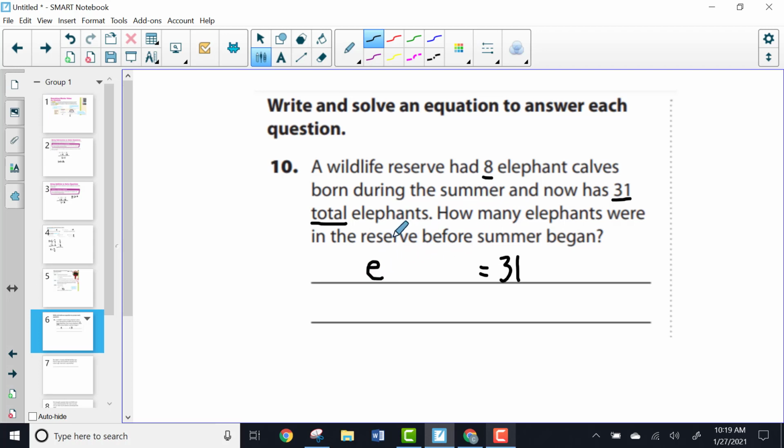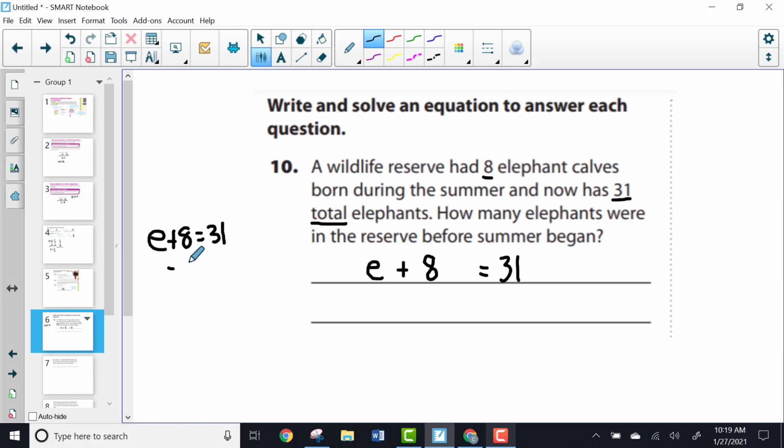So in other words, this problem would be E. That's the amount of elephants in the reserve before summer began, and they added 8 elephants. Why do we know they added 8 elephants? Because they were born during the summer. Now, for example, if they were to say that 8 elephants died during the summer, we would have to subtract that. But since 8 were born, that's why I'm adding it. So this is our equation. Now what we do, we just set it up. E plus 8 equals 31.